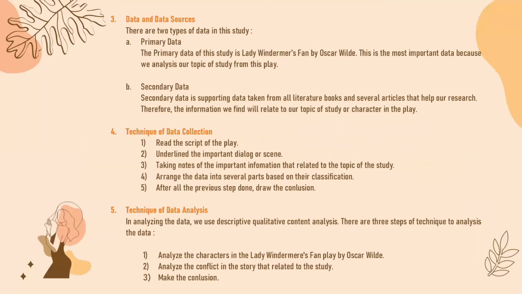3. Data and data source. There are two types of data in the study. A. Primary data. The primary data of the study is Lady Windermere's Fan by Oscar Wilde. This is the most important data because we analyze our topic of study from the play. B. Secondary data. Secondary data is supporting data taken from literature books and several articles that help our research. Therefore, the information we find will relate to our topic of study or characters in the play.